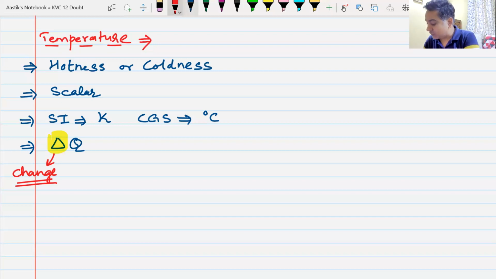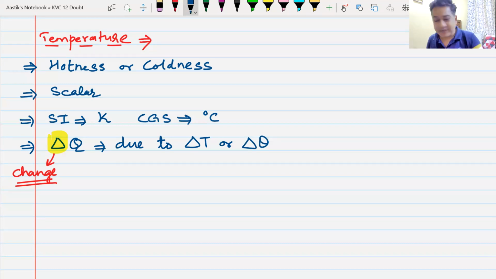Why does heat get transferred? This heat gets transferred due to a change in temperature, delta T. Or I might write it as delta theta, because for temperature I might use theta. T is normally used for time, so I use theta for temperature. Do we understand this? Heat is only defined when it is transferred. Yes, sir.